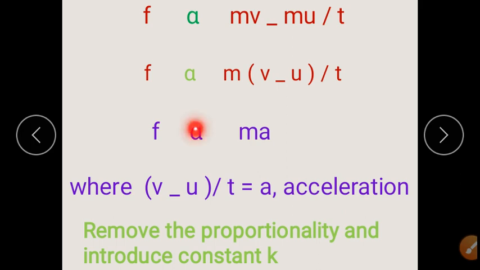Now here it is the proportionality sign. To remove this proportionality sign, we need an equation, and in an equation there should be an equal to sign. Therefore, to remove the proportionality sign, we can put a constant k there, and replace proportionality with an equal to sign.